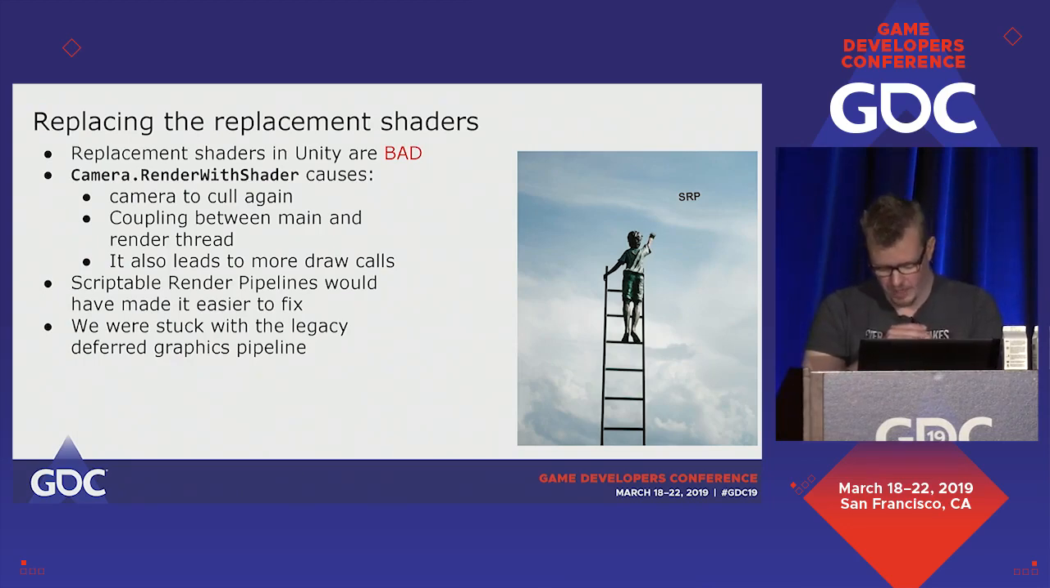With scriptable render pipelines, it would likely have been easier to fix this because I would have had all the culling results readily available. But I was stuck with the deferred renderer, and I was also stuck with a non-source code version of Unity. So I had to be quite creative with how I went about solving this.